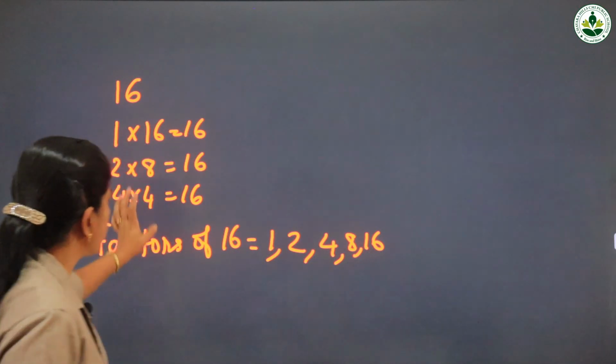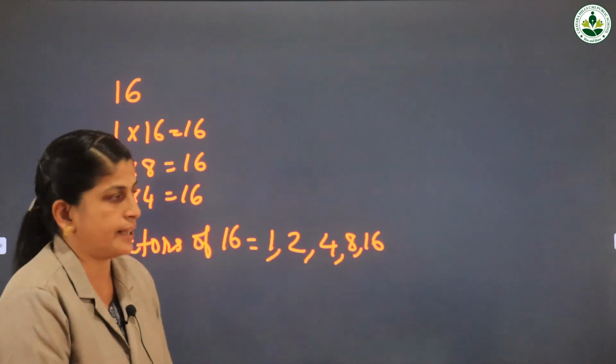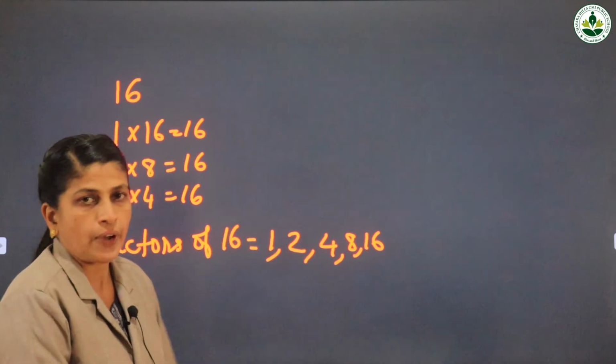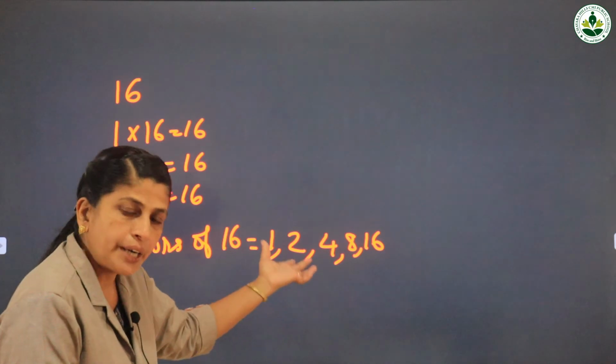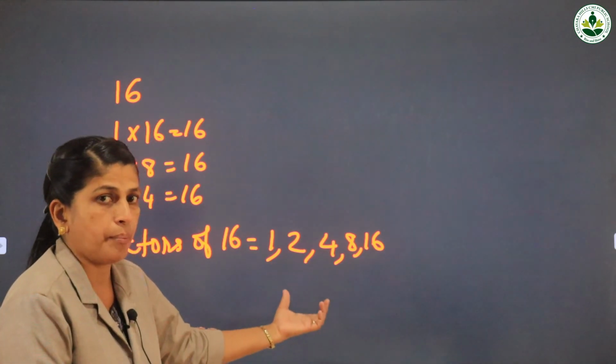Okay, therefore, the factors of 16 are 1, 2, 4, 8 and 16. These are the factors. This 16 has 5 factors. That means the number of factors are finite. We can count it. Finite means we can count the number.